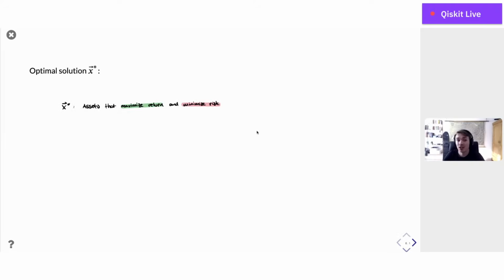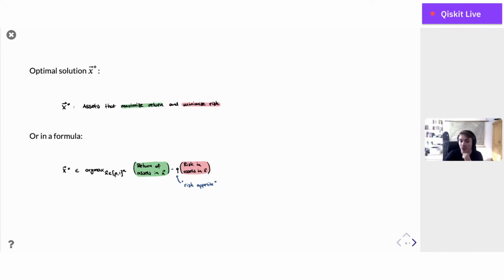How did we know this? Let's formulate our task. We want to find the vector x star, which are the indices of the assets that maximize the return and minimize the risk. Or if you put it into a formula, we're looking for the maximum of the return minus some risk factor q times the risk. And this factor q is often also referred to as the risk appetite of the investor. And here we write that x is a binary vector. So the elements of x can be either 0 or 1: 0 for we don't take this asset into the portfolio, and 1 for we're taking this asset in our portfolio.